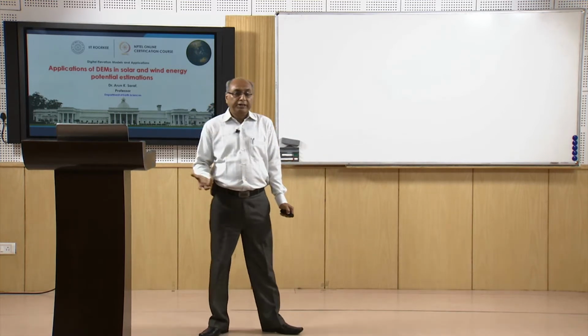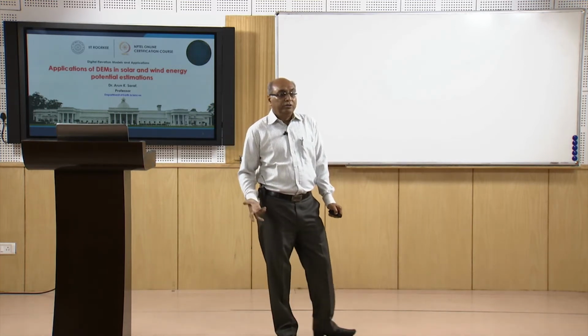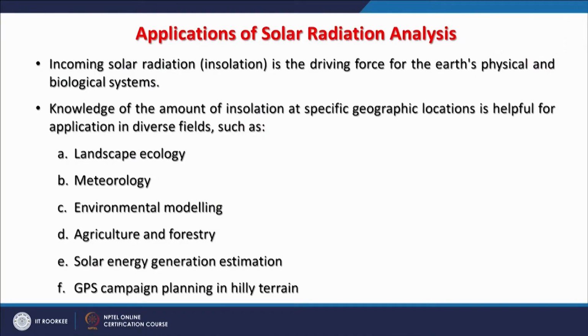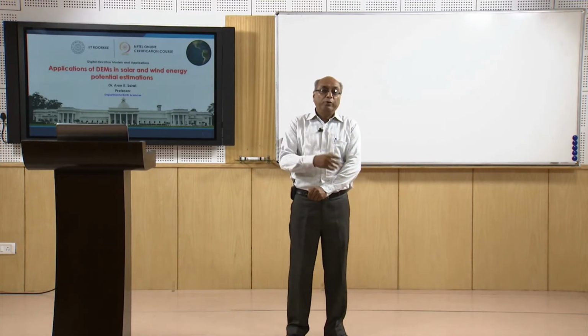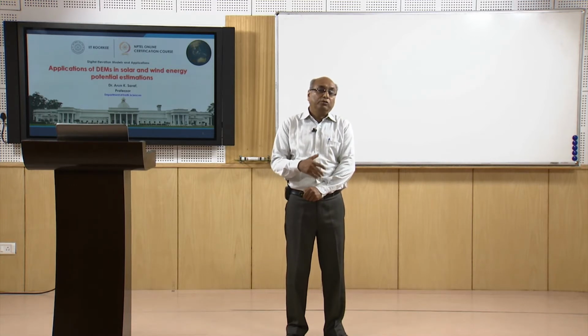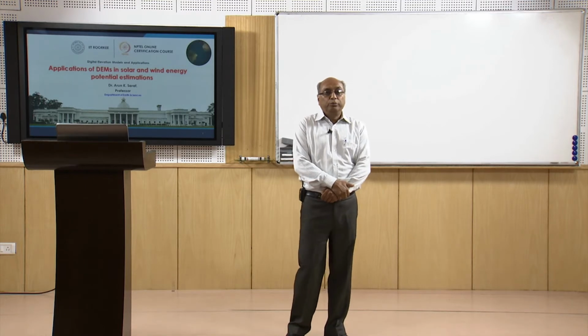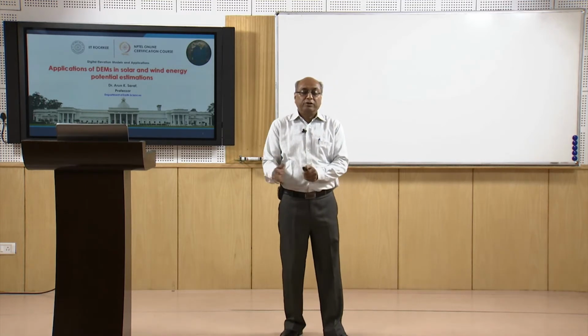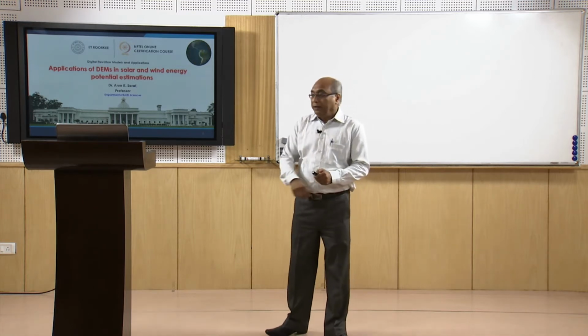Of course, one other advantage, because we calculate the sky map here, is in GPS campaign planning, especially for hilly regions. This sky map can also be used. So if I know in which area I am going to work, suppose I am going to work in a valley, I know what sky map or open sky is going to be available. So obstruction versus open sky can also be calculated.